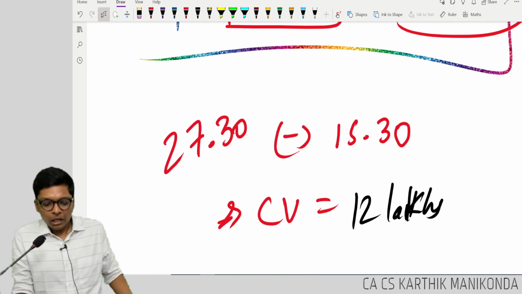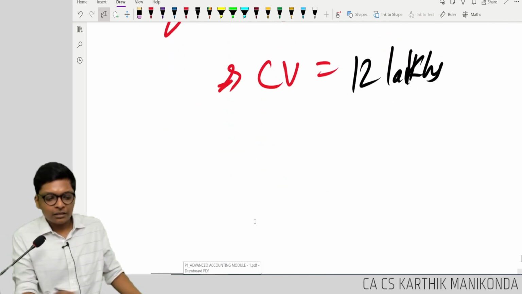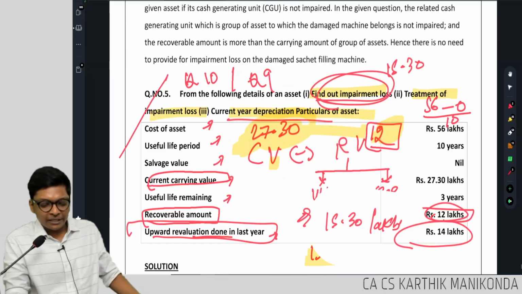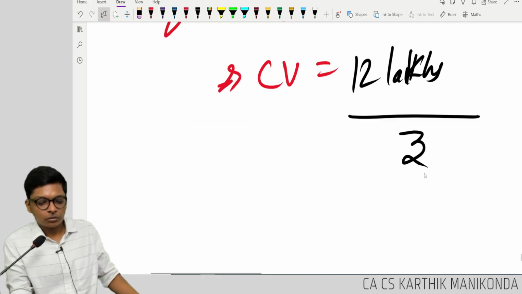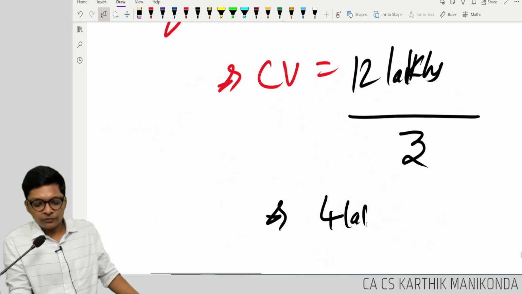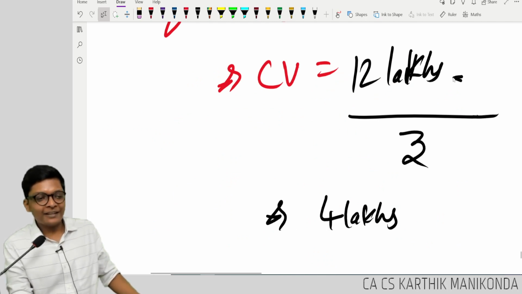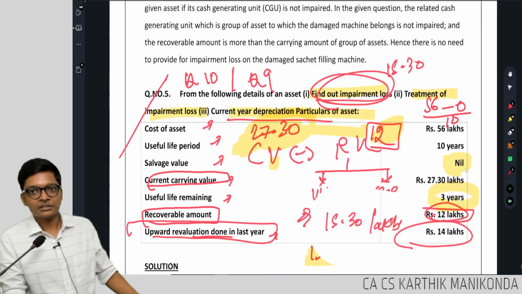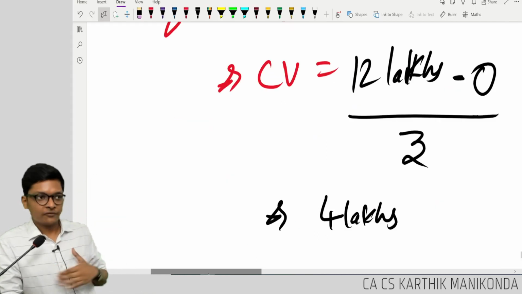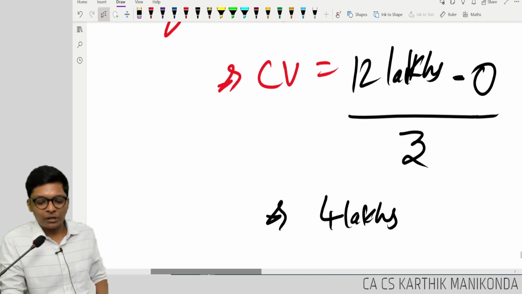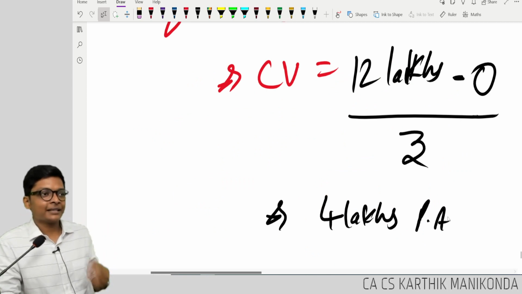Correct? This 12 lakhs asset today is still left in the business for how many years? 3 years. So what is the balance depreciation? I will charge a depreciation of 4 lakhs. Sir, what about residual value? Should I take it or no? In this sum, it is not there, nil. But if it is there, then you have to consider that. Future depreciation will be 4 lakhs per annum for the remaining 3 years.